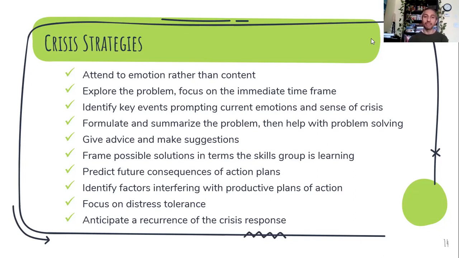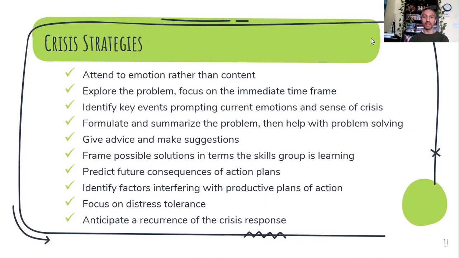So we can give advice, make suggestions, frame possible solutions, predict future consequences. Essentially, if you do A, yell at your landlord for threatening to kick you out, what's likely to happen after that? If you write him a letter, what would you say in that letter? What's likely to happen after that? If you apologize for getting a little bit angry with him, what's likely to happen after that? So we list out a variety of options.